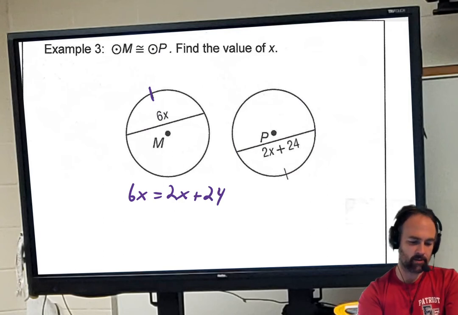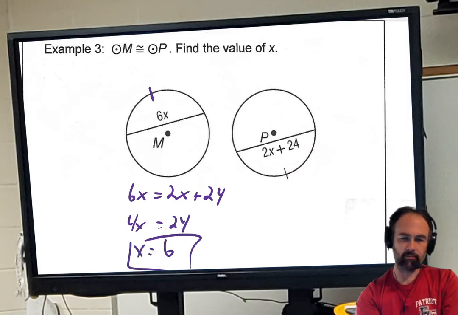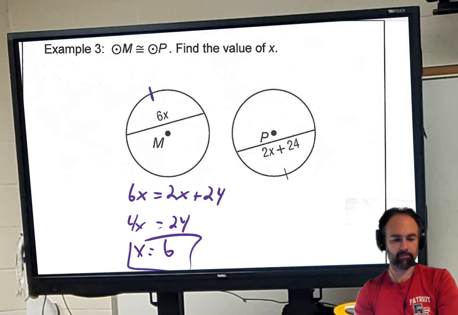6x minus 2x gives me 4x equals 24. Divided by 4, 24 divided by 4 is 6. Easy enough.